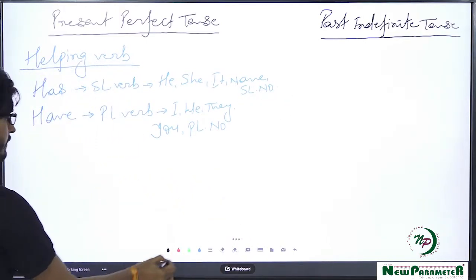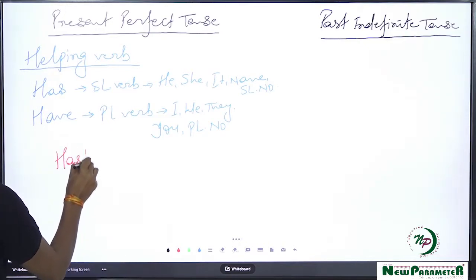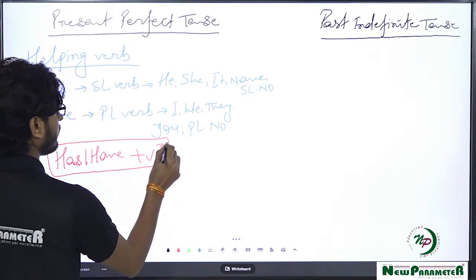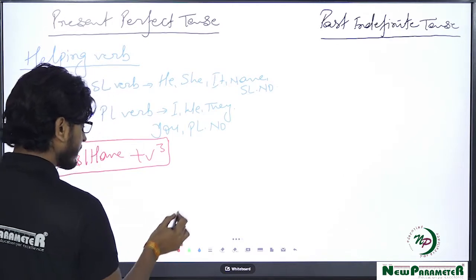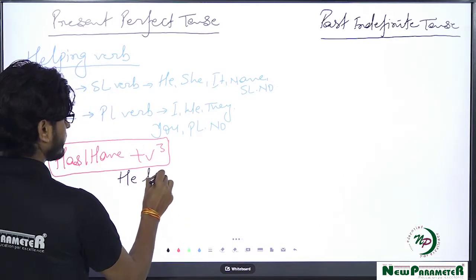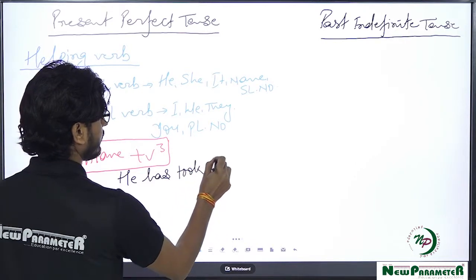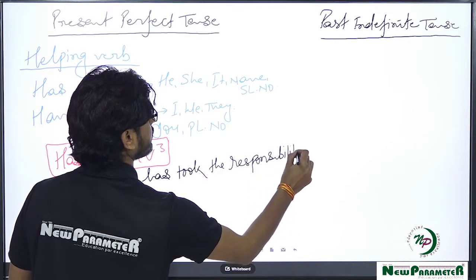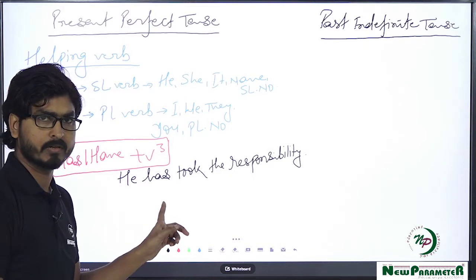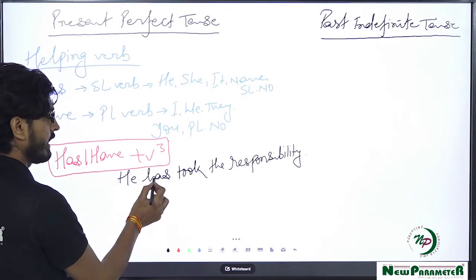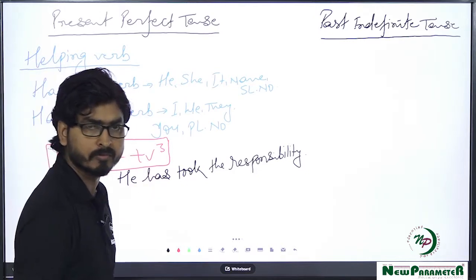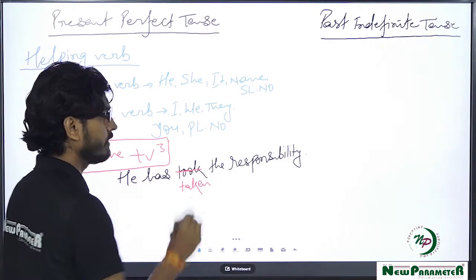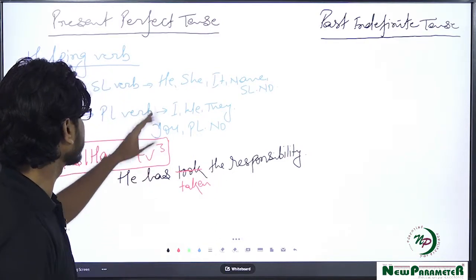See, whenever we use has and have, we must use the third form of a verb. You have to keep it in your mind. Once a question was asked, he has took the responsibility. Now you tell me, is it correct? Not at all, because we know has always takes the third form of a verb, and this is the second form of a verb. So we must write here, has taken the responsibility. Okay, see, this is the structure of present perfect.